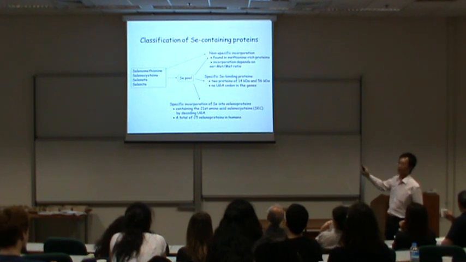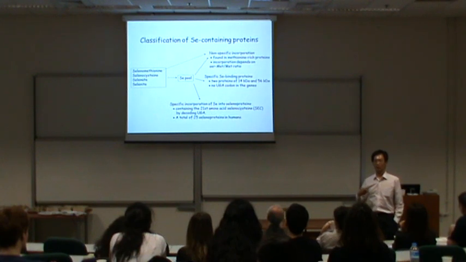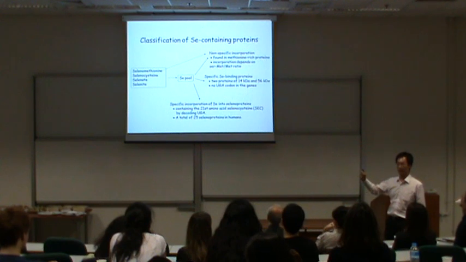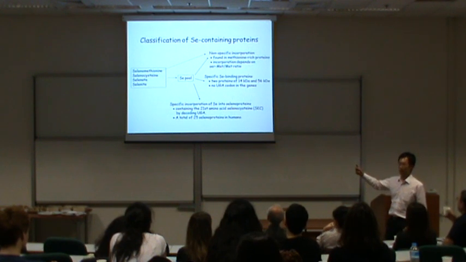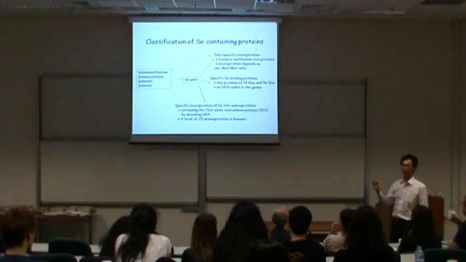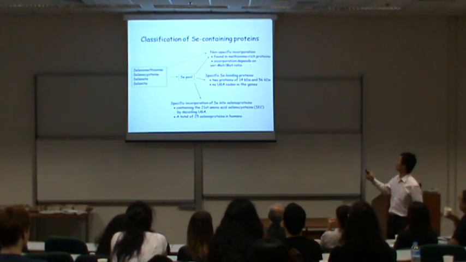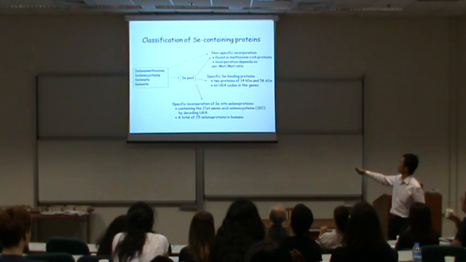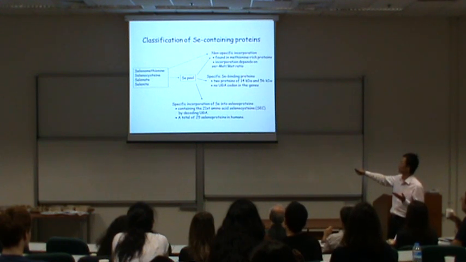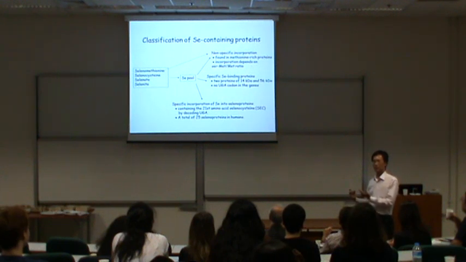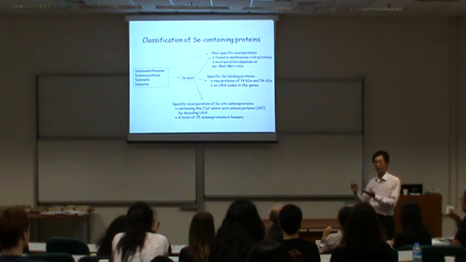So one type is non-specific. They just incorporate it into the protein non-specifically. And remember, selenium is just next to sulfur. In our amino acids, we have cysteine and methionine. They contain sulfur. So selenium can incorporate into protein non-specifically through methionine. This way, the incorporation of selenium into protein is non-specific. Just by random, they replace the sulfur in methionine or cysteine.